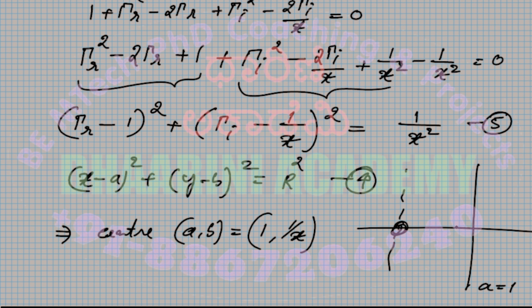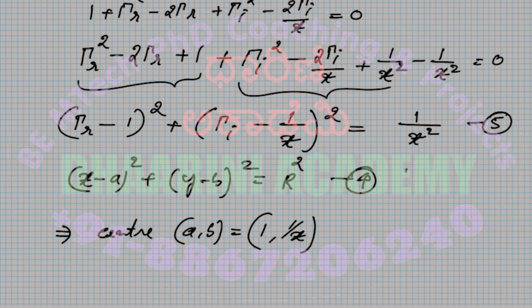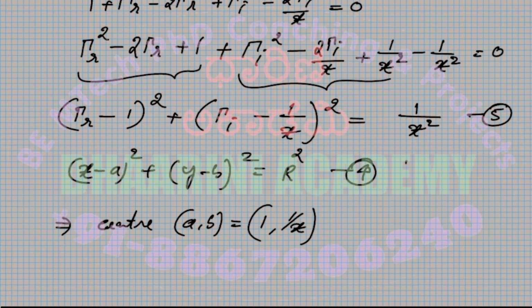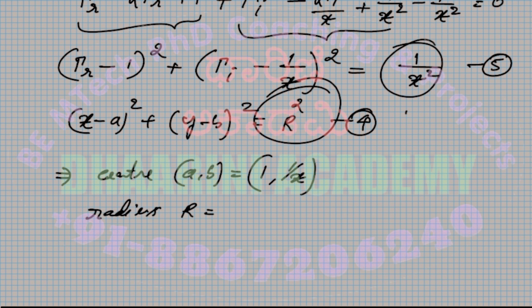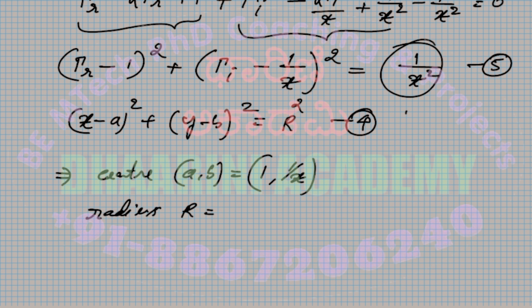b is 1 by x. And what is the radius? What is the radius of this circle which we are trying to write now? What is capital R? Compare 4 and 5. Center is equal to a comma b. And let me write, what is the radius? Radius capital R is equal to, R square is 1 by x square. So R has to be 1 by x. Right? Perfect.